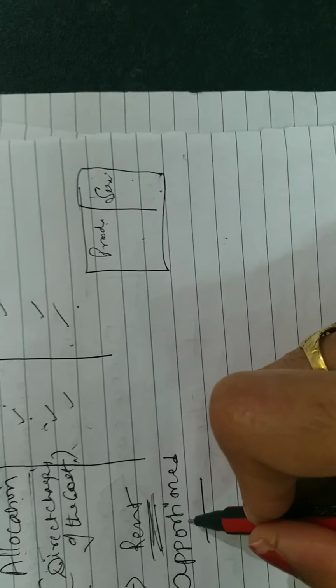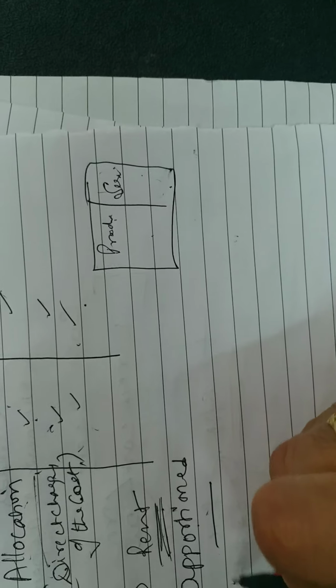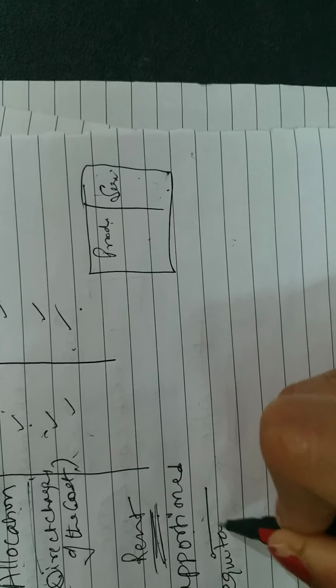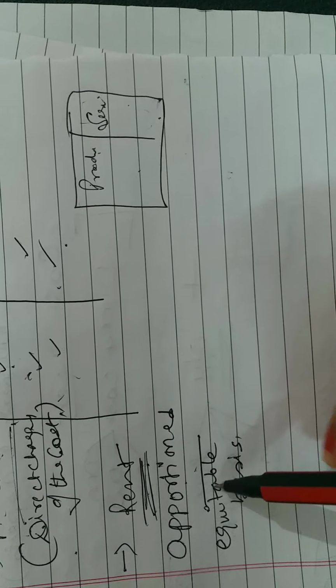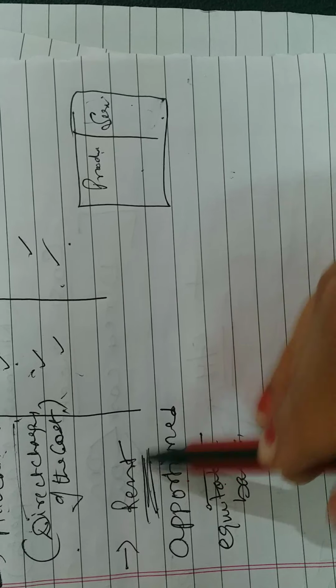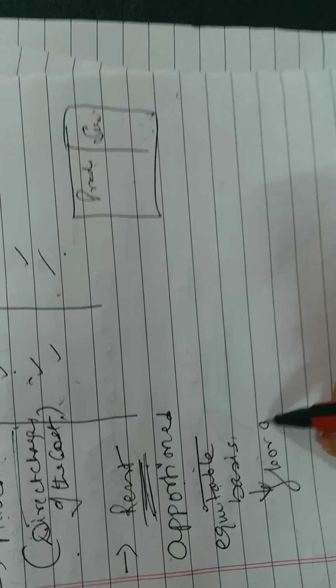So apportionment means that we are going to subdivide this cost on a certain equitable basis. What that basis will be, for example, if I want to apportion rent, then the rent can be on the basis of floor area. Similarly, there are certain other examples.